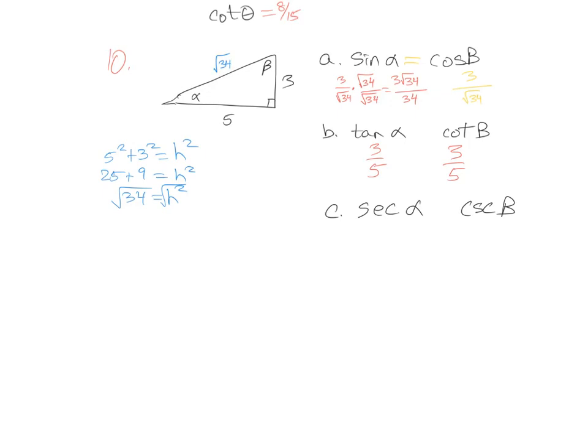All right, and then secant. What does secant go with? Cosine. So the reciprocal of the cosine at alpha. So what's cosine? SOHCAHTOA, guys. Adjacent over hypotenuse. 5 over the square root of 34. And then we got to rationalize that.